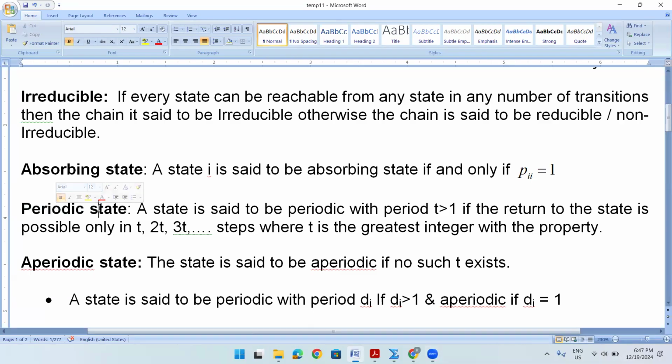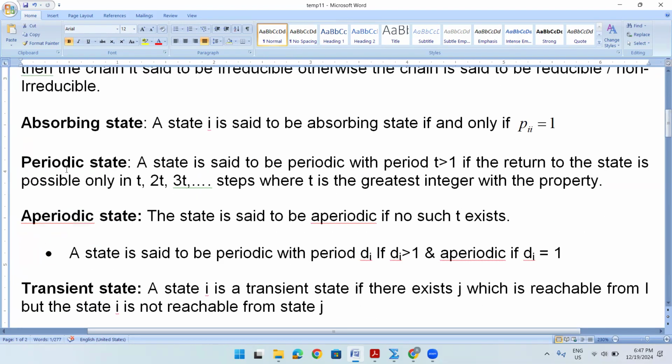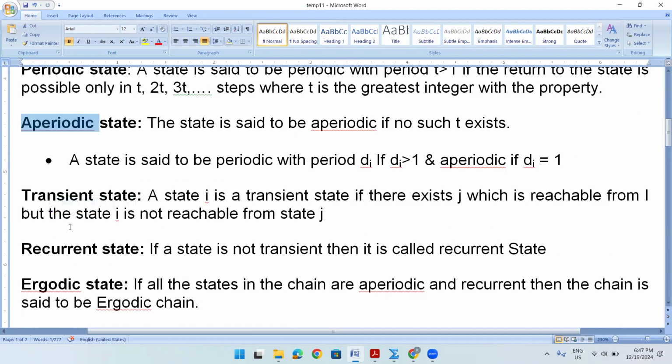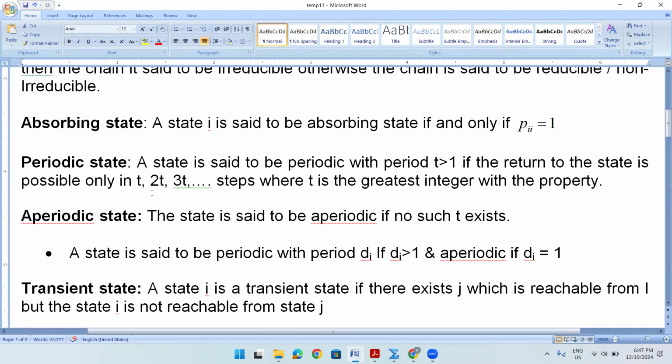Next, the absorbing state is over. Next, we shall see the periodic state. This is very important. Irreducible is important, and periodic and aperiodic are very, very important. And transient and recurrent, ergodic is also very important. Now let us see the remaining.